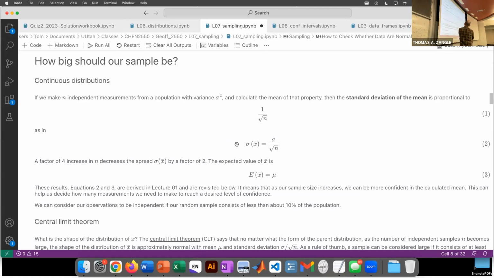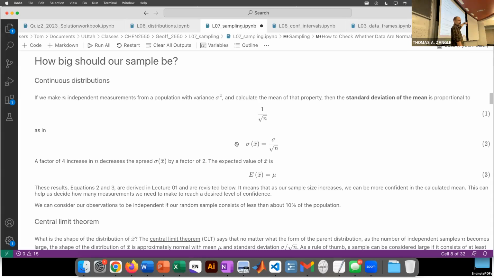So just to summarize what we just discussed, if we're going to make n independent measurements, like 10 or 80 independent measurements, of a population with a variance sigma squared or a standard deviation of sigma, and what we're trying to do is calculate the mean of that property, so we're looking for the average weight of the population, then the standard deviation of that mean is proportional to 1 over square root of n.